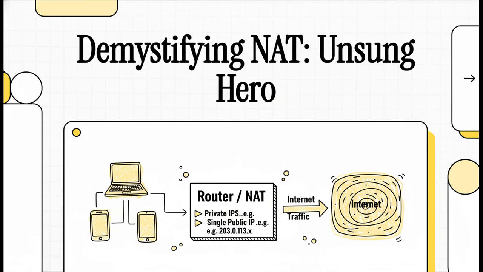All right, today we're pulling back the curtain on one of the internet's greatest unsung heroes. It's a technology you use every single second you're online, but you've probably never seen it. We're talking about Network Address Translation, or NAT. It's the clever trick that keeps the modern internet from completely falling apart.